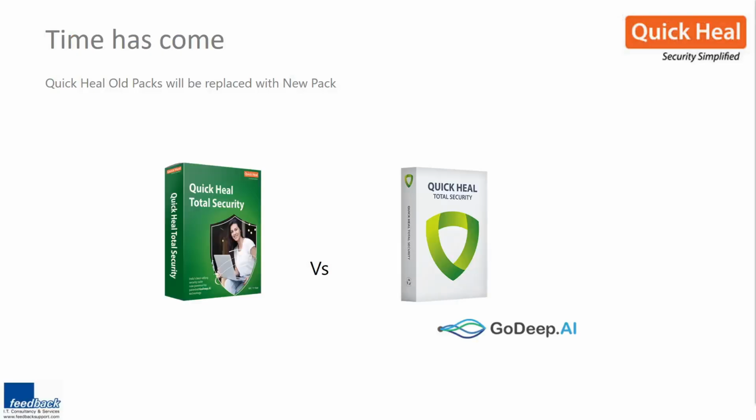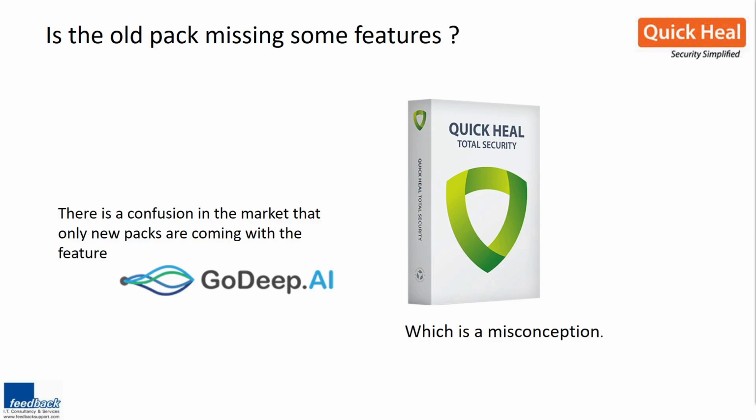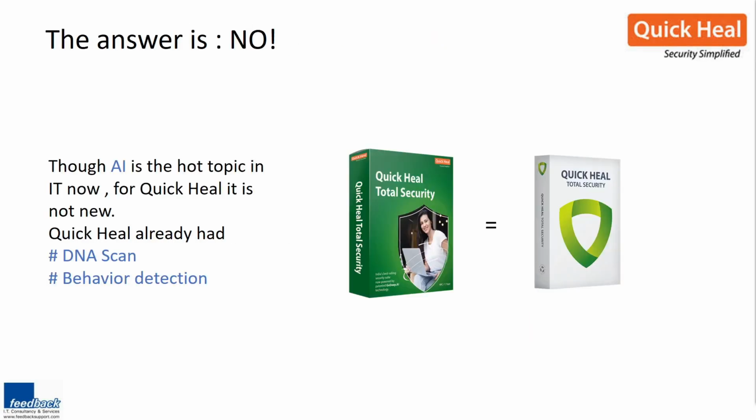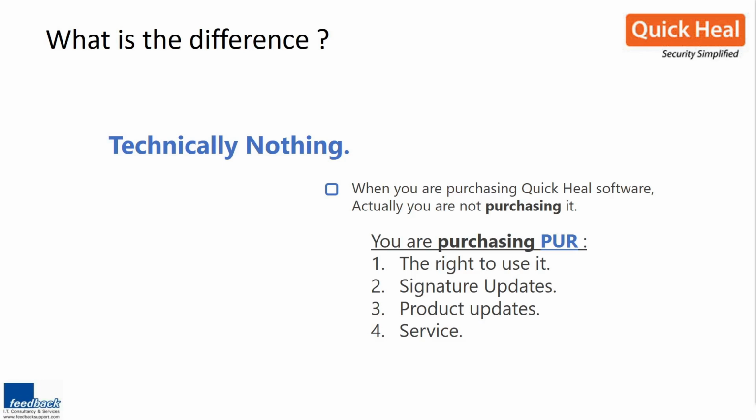So, the time has come that the Quick Heal old packs will be replaced with the new packs. Now, there is a confusion in the market that the new packs are coming with a feature called Deep AI, which is missing in the old packs. This is partially true. Though AI is a hot topic in IT now, for Quick Heal this is nothing new. Quick Heal already had two features called DNA scan and behavior detection, which is as good as AI.